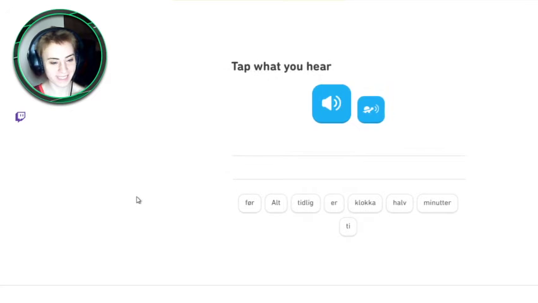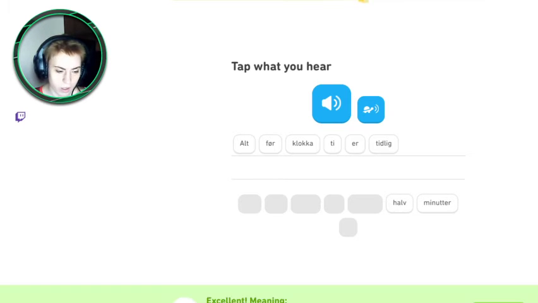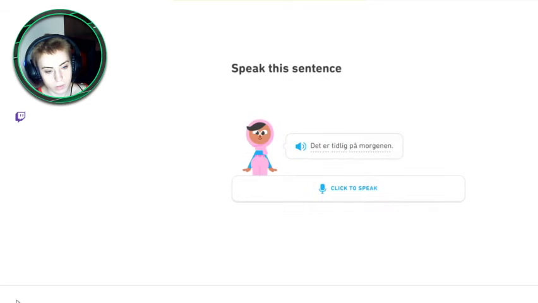Alt før klokka 10 er tidlig. All for the time 10 are early? Everything before 10 o'clock is early. So everything before the time 10 is early. Det er tidlig på morgenen.